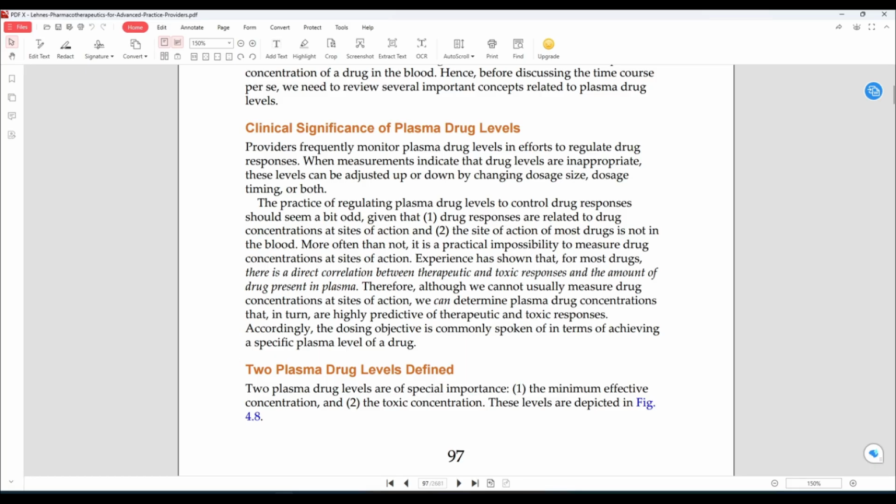Therefore, although we cannot usually measure drug concentrations at sites of action, we can determine plasma drug concentrations that, in turn, are highly predictive of therapeutic and toxic responses. Accordingly, the dosing objective is commonly spoken of in terms of achieving a specific plasma level of a drug.